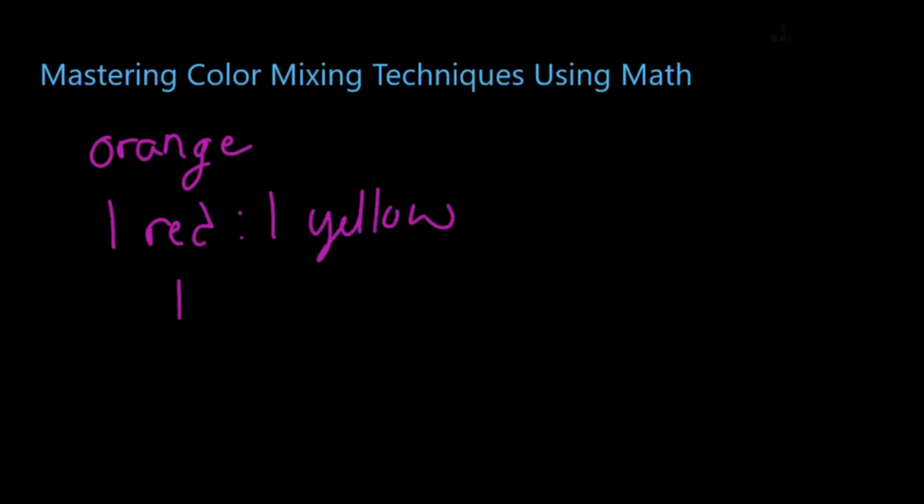Let's start with ratios. Mixing colors in specific ratios can give you a wide range of hues. For example, to make orange, you might mix 1 part red with 1 part yellow. That's a 1-to-1 ratio.